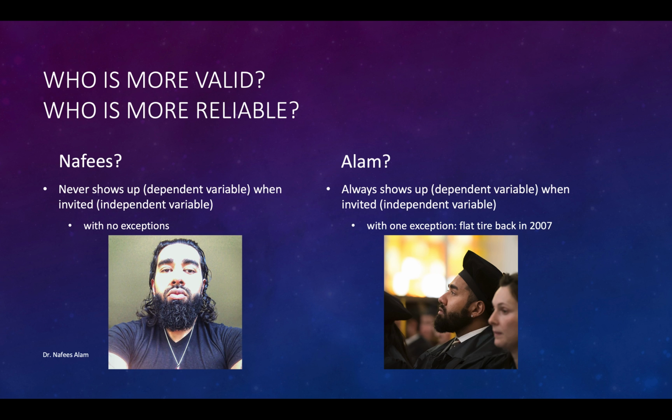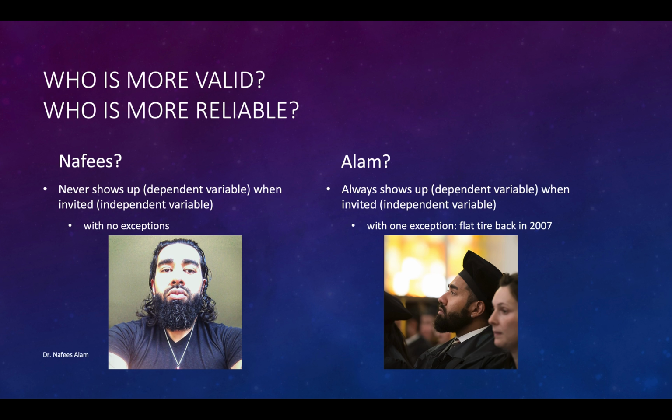The next example here is a question of who is more valid and who is more reliable. Let's say you've got two friends. You've got a friend named Nafees and a friend named Alam. Nafees, whenever you invite him over to play video games, he never shows up. So your invitation is the independent variable. That's the variable that you manipulate. And the dependent variable is whether or not he shows up.